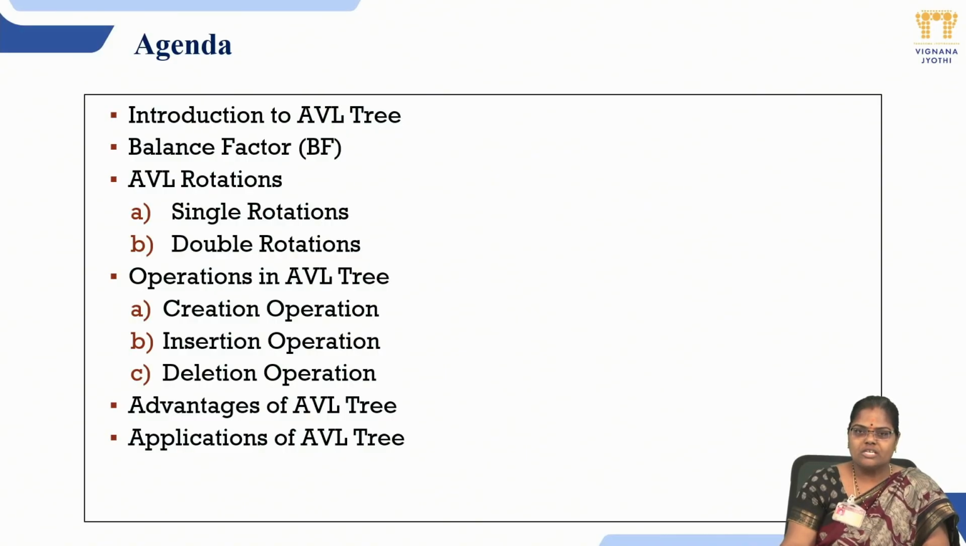Proceeding further with the presentation, the agenda follows like this. We have introduction to the AVL tree, balance factors related to AVL tree, the rotations performed in AVL tree called single and double rotations, and the various operations performed in the AVL tree like creation, insertion, deletion, and finally the advantages and applications of AVL tree.